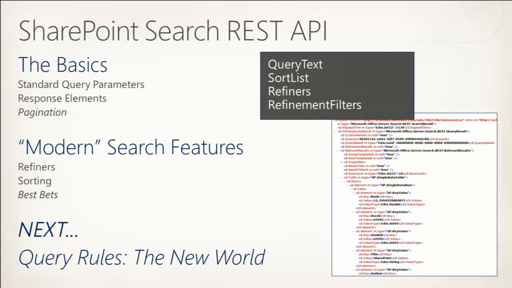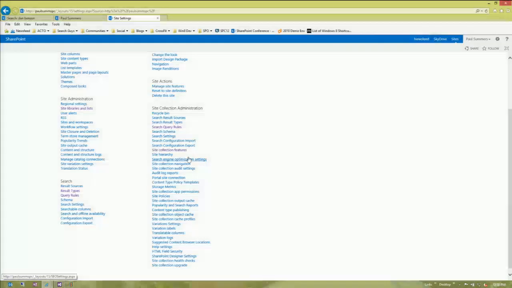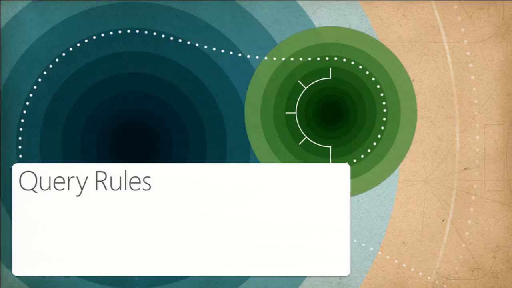So we also have some more modern search features, you know, refiners and sorting. I talked a little bit about that. I italicized best bets because, as you probably have heard, best bets are no longer in the product, right? We implement best bets now through query rules. And query rules are considerably more flexible and give us a lot more control over the user experience. And so we are going to do a quick jump into query rules because I think that query rules are important for how we manage the user experience.